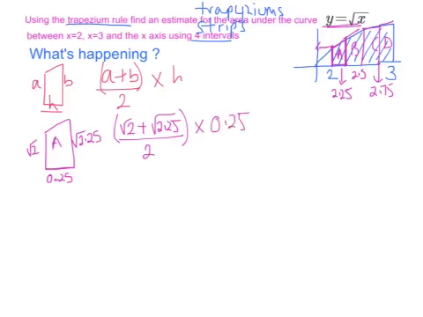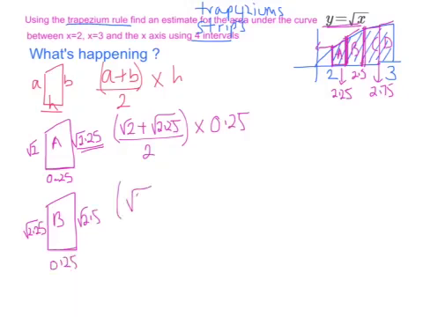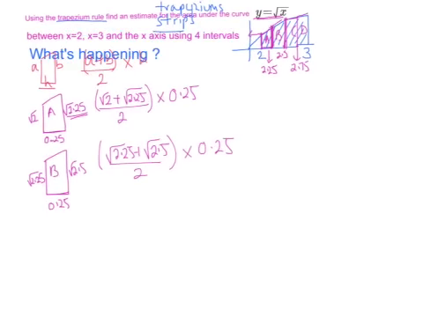Right, let's have a look at my B. So here comes my B into there. So my B is going to be this height. Now I've actually just found that height. It's there. So root 2.25 and then this height, which is going to be root 2.5. And of course the distance is going to be 0.25. So it's going to be root 2.25 plus root 2.5 over 2 times 0.25. Okay, let's move him up a bit.